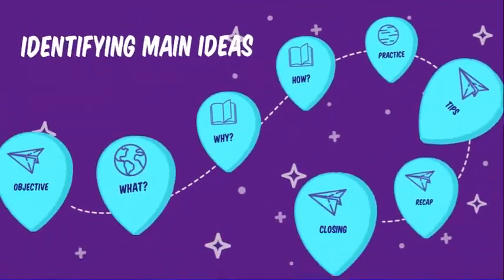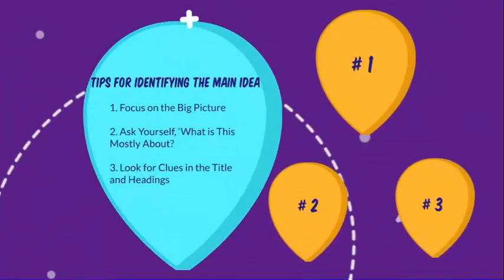Okay. Now, I'll share with you some tips which you need to remember when you are finding the main idea. There are three tips here for identifying it. Number one is focus on big picture. Number two is ask yourself, what is this about? And number three is to look for clues in the title and headings.